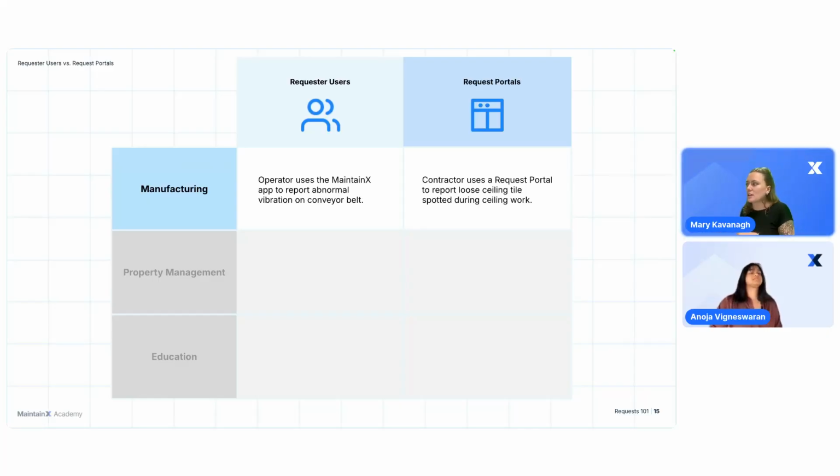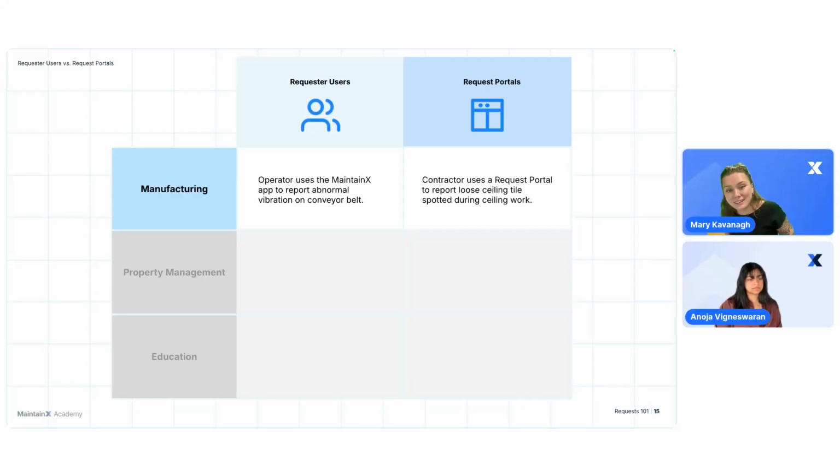Now, in terms of a request portal, you might have, say, a contractor or someone visiting your facility who is using a request portal to report a loose ceiling tile spotted during ceiling work. They might notice things that they might want to feed back to you as well. So we can put that in.